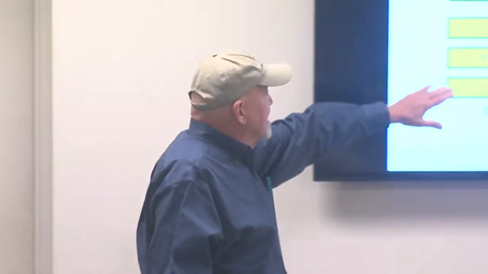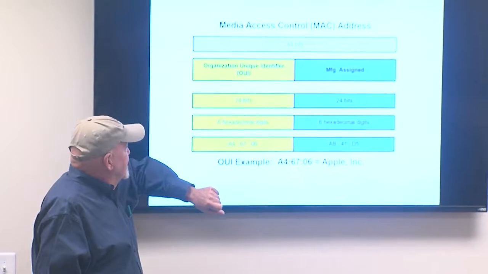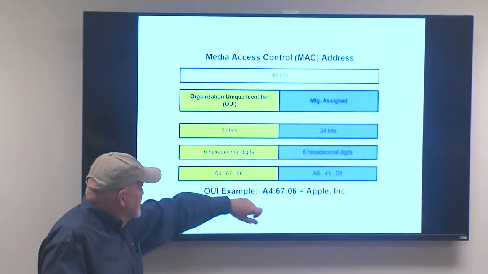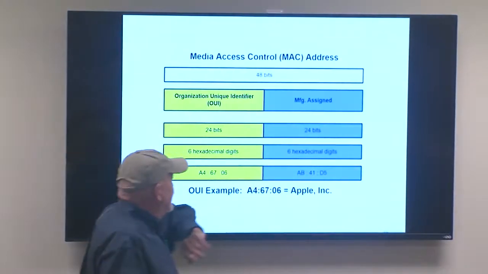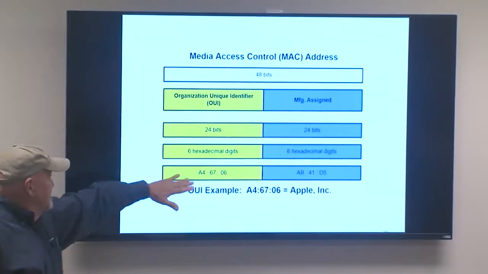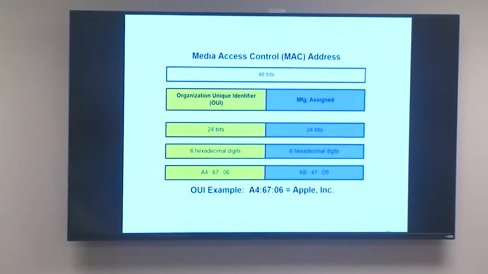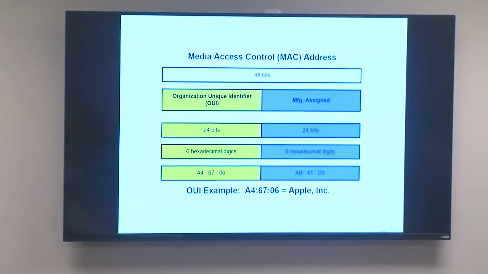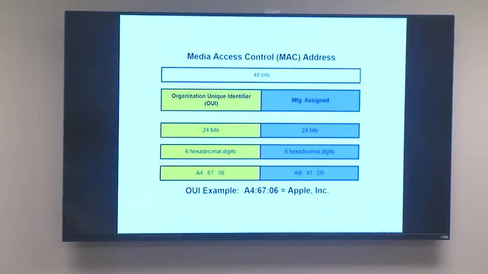In this particular example, this actual MAC address, A46706AB41D5, can be decoded. The OUI is registered to Apple, so that would obviously tell you that is potentially an Apple device, which this particular one came from an iPad.